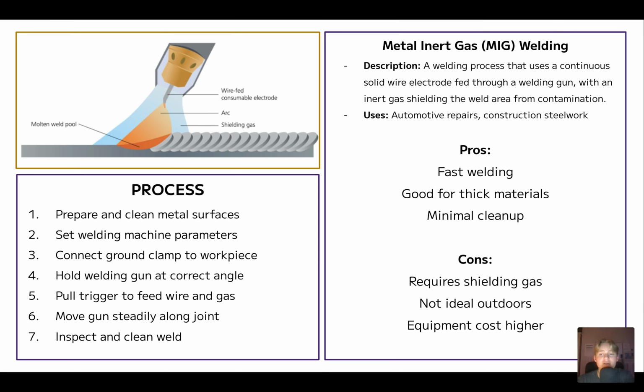The process you'd describe in your exam would be preparing and cleaning the metal surfaces, and then you'd set the welding machine's parameters and control it. It'd probably be computerized. You'd then connect a ground clamp to the workpiece and hold the welding gun at the correct angle. You'd then pull the trigger to feed the wire and gas and steadily move the gun along the joint. Once you'd finished, you'd then inspect and clean the weld.